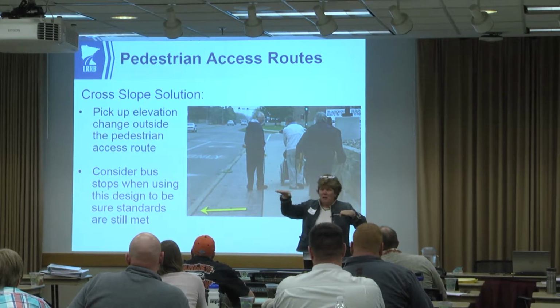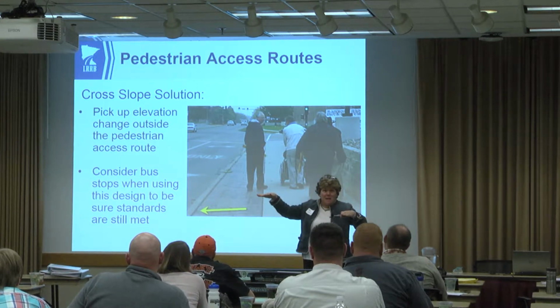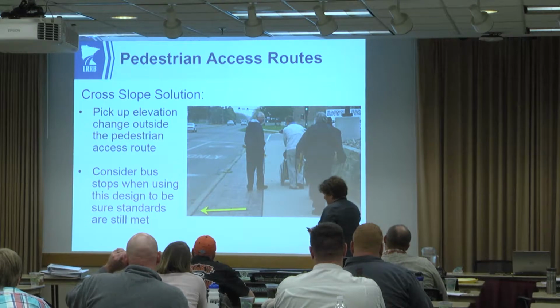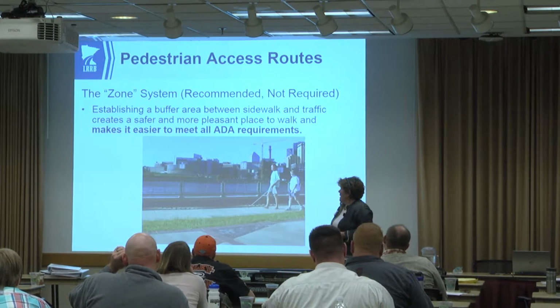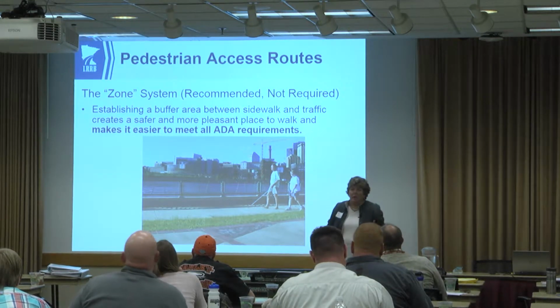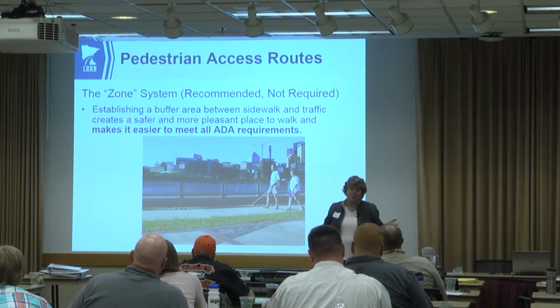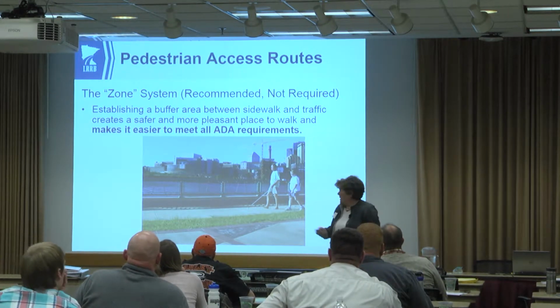If the elevation at the back of curb is such that you're going to exceed that 2%, we recommend that you take it out in what we would consider the berm or the boulevard. You don't always get a berm or a boulevard. Lots of times we have existing conditions where there's no separation between top of curb and sidewalk, and then we have to do some other things.